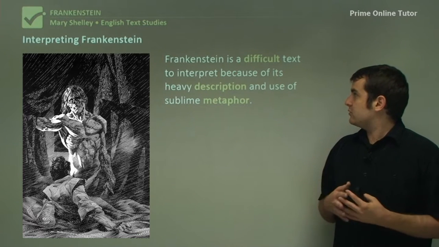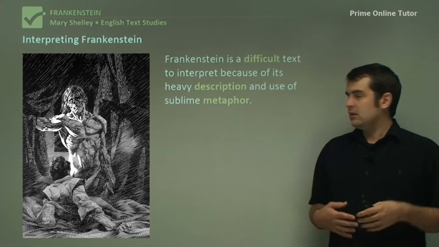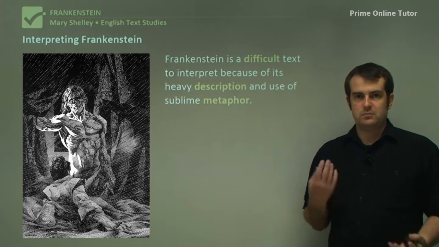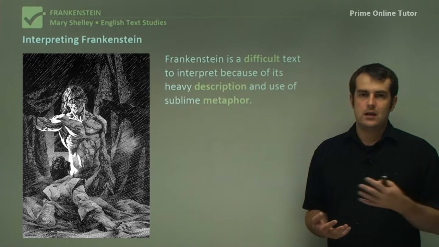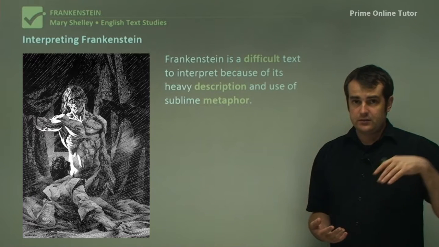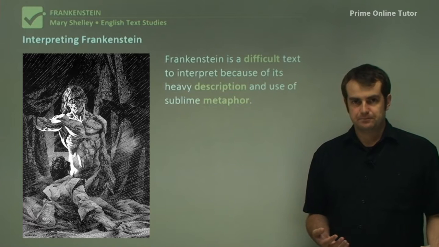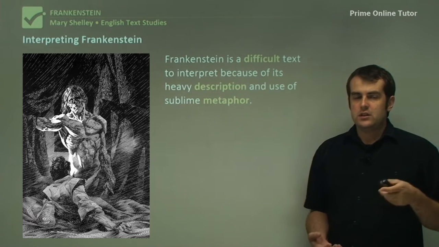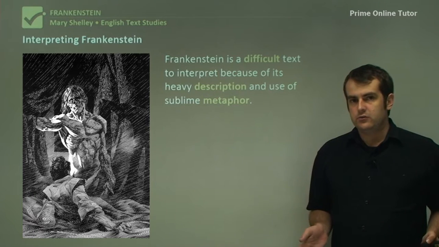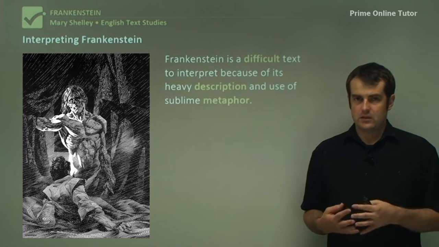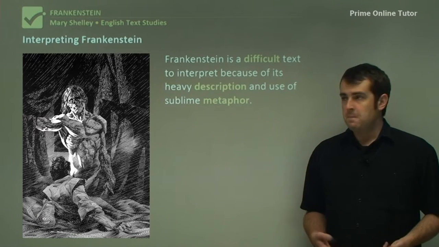Now, it's a difficult text to interpret because of the fact that it uses a lot of quite heavy description, and particularly this use of sublime metaphor. Now, what sublime metaphor is basically this connection between man and nature, in a way that's supposed to indicate how beautiful both are. So a lot of the descriptions that you'll see in the story are, yes, of the countryside, and particularly the settings, and it is a very beautiful European setting in this story.